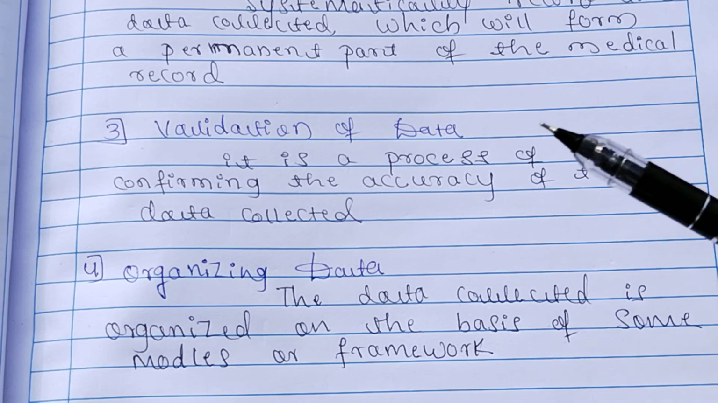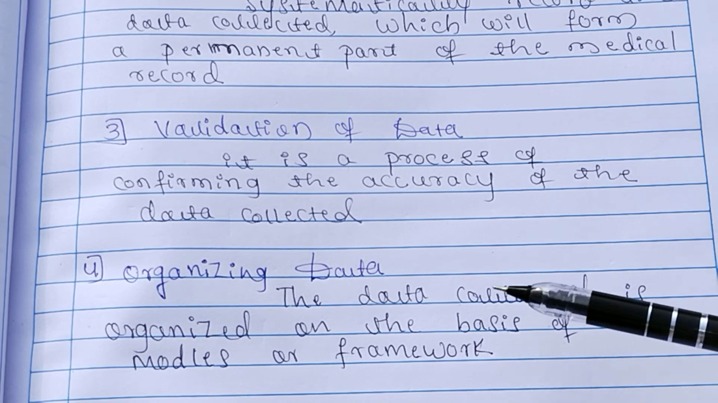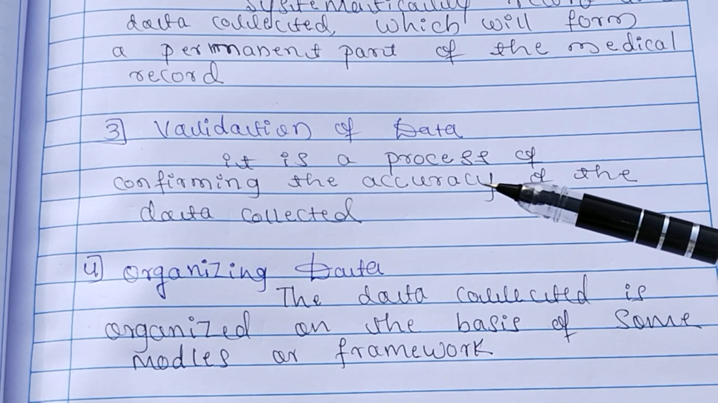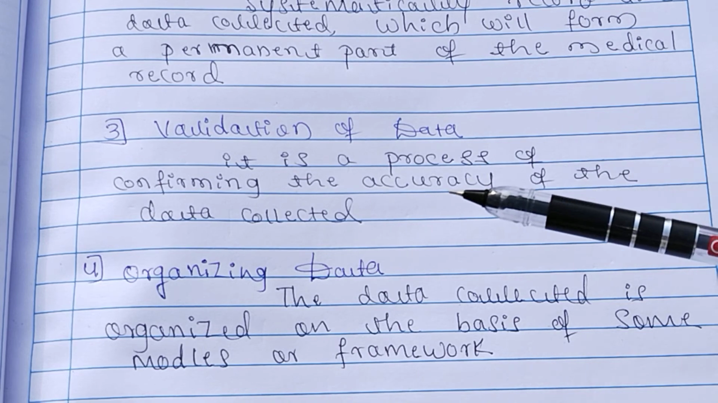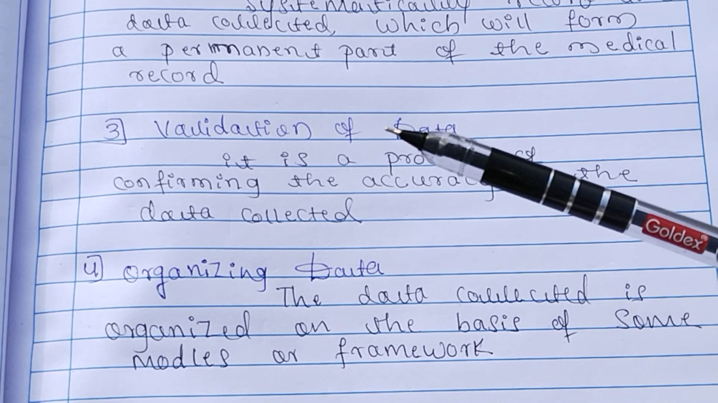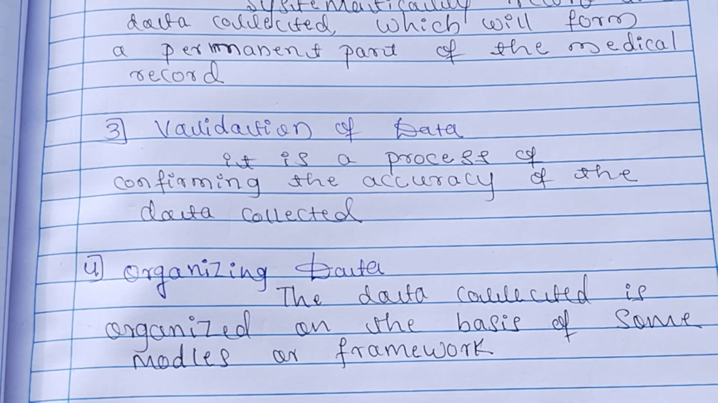Then third is validation of data. Validation of data is a process of confirming the accuracy of the data collected. Whatever problem the patient has, we should confirm that the problem is actually happening. That is confirming the problem, called validation of data.